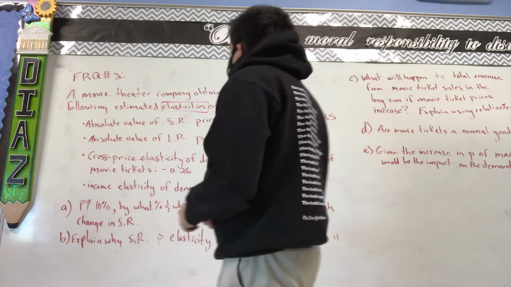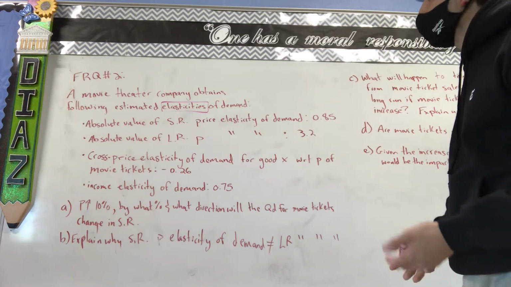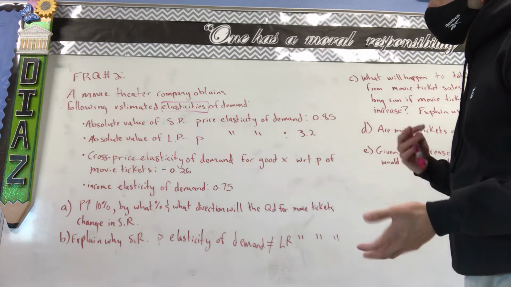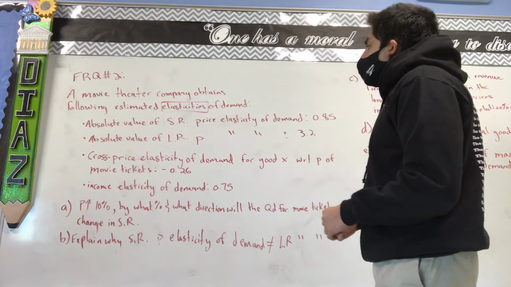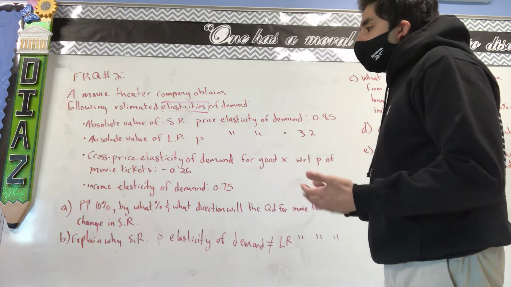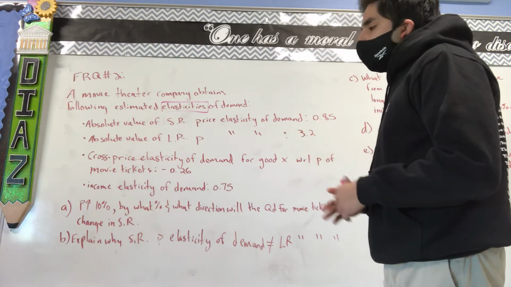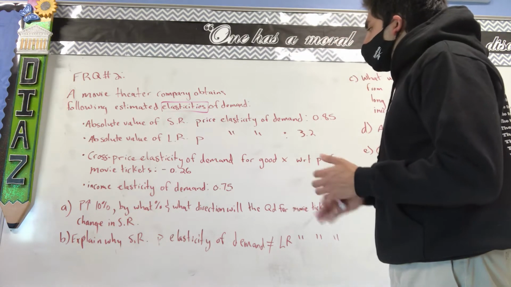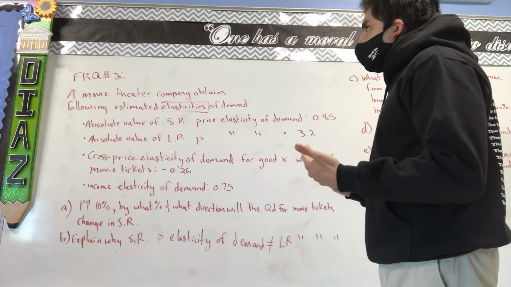So remember, elasticities are trying to measure the sensitivity of one thing to changes in another thing. Price elasticities of demand are trying to measure the sensitivity of quantity demanded to changes in price. And income elasticity of demand is trying to measure the sensitivity of quantity demanded to changes in income. If the quantity demanded of a good goes up as your income goes up, then it's a normal good. And if the quantity demanded of your good goes down as your income goes up, then it's an inferior good.